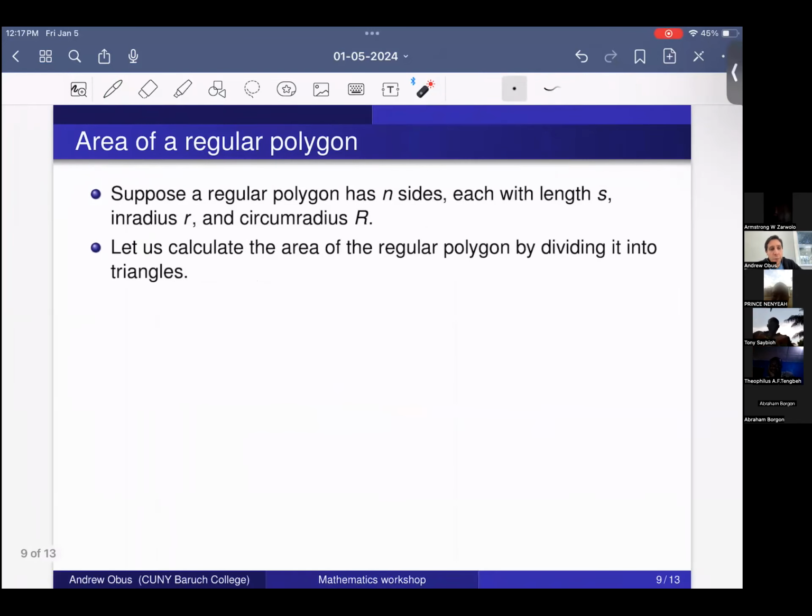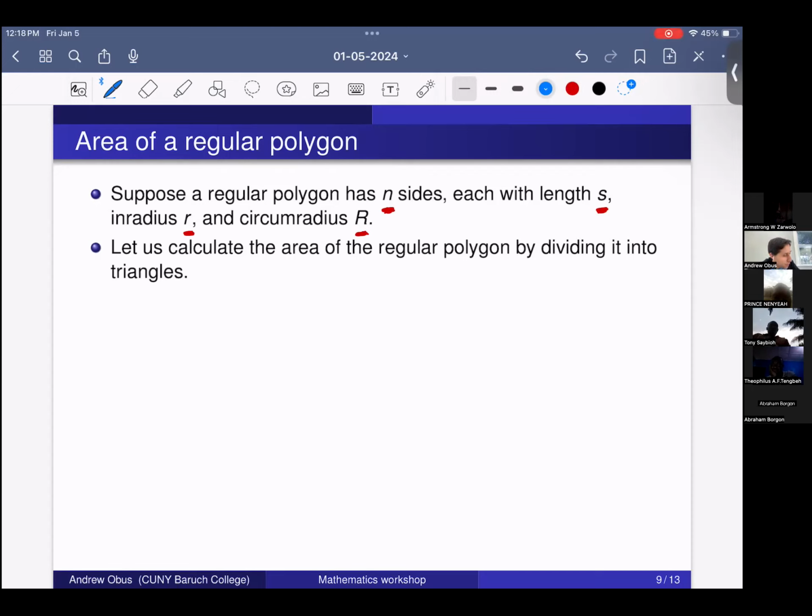And so let's say that we wanted to find a formula for the area of a regular polygon. So let's say we have a regular polygon with n sides. So we have a bunch of different data that has to go in. So let's say that we have n sides and each one has side length s. And let's say that the inradius of the polygon is r, little r, and the circumradius of the polygon is big R. So if we want an area formula for the regular polygon, we're going to calculate it by dividing it into triangles. So I'm going to draw a diagram.